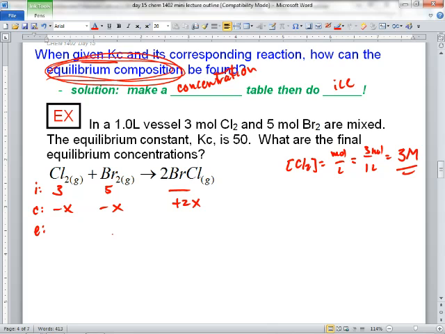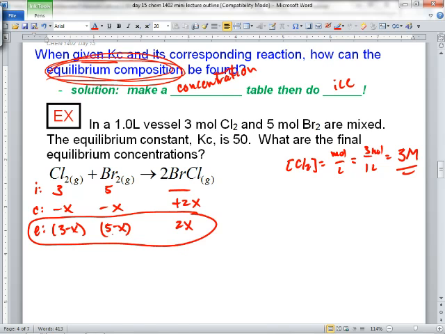Good. The equilibrium rule, Mariella. At equilibrium, what are going to be the concentrations? 3 minus x, 5 minus x, and 2x. Okay. These are our answers. Those are the answers. Just have to find what x is.